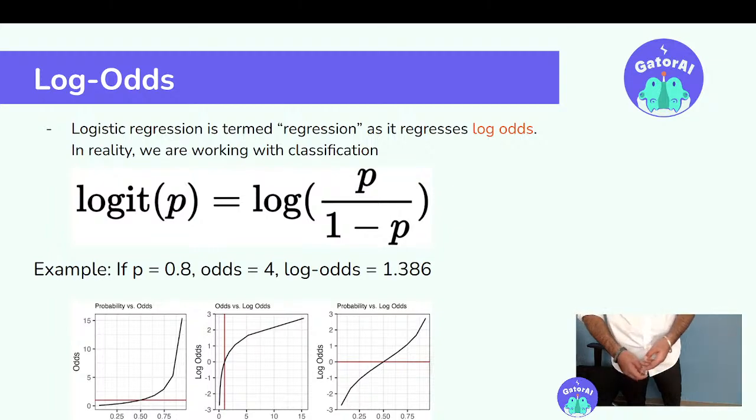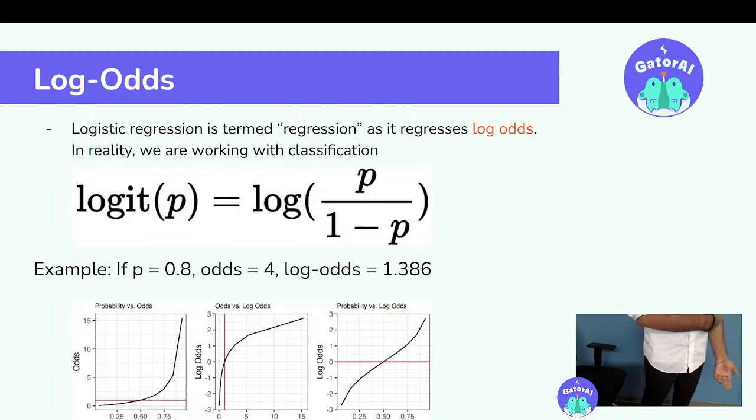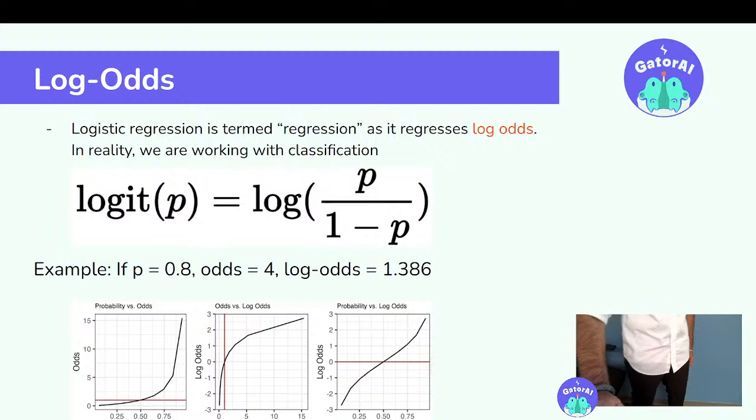And what does a log odds value of 0 mean? If the log odds value is 0, that means that the odds are 1, and as mentioned before, that corresponds to 0.5, which is your decision boundary. Let's move on to the next slide.